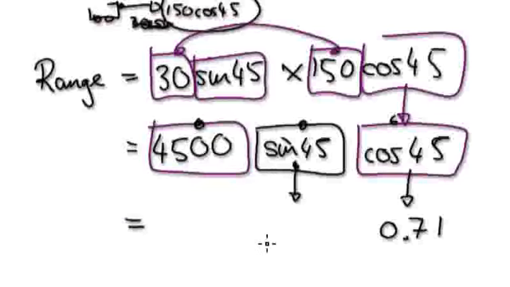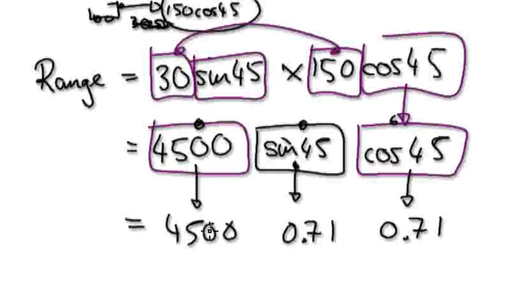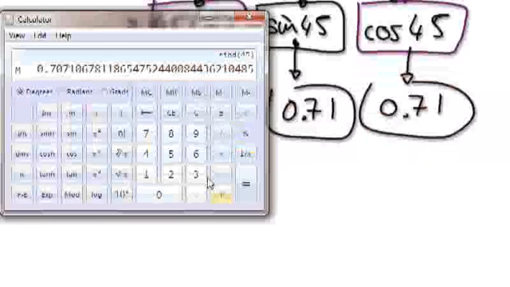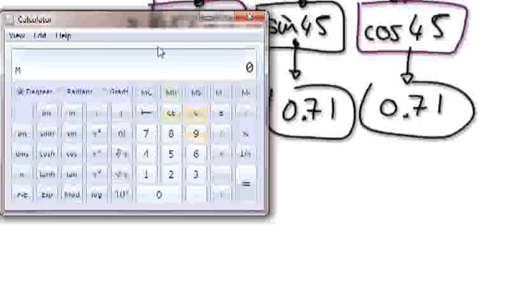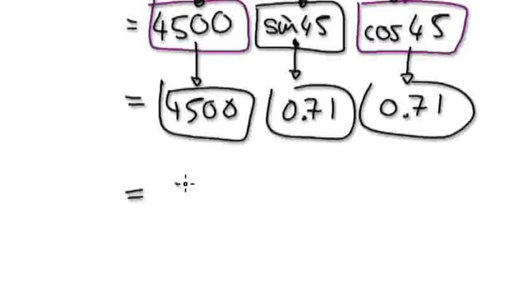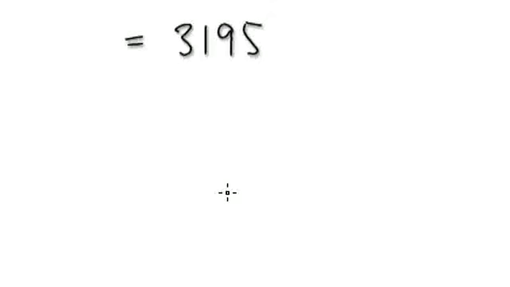Also 0.71. Now I'm just going to take this down, 45. Now just get this times this times this. So it would be 0.71 times 0.71 equals this, and then I've got to times it by 4,500. So our range is around 3,195, so about 3,000.